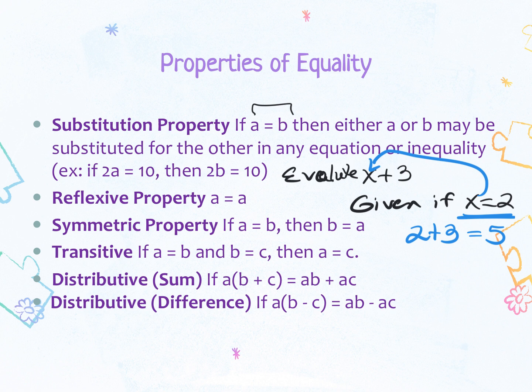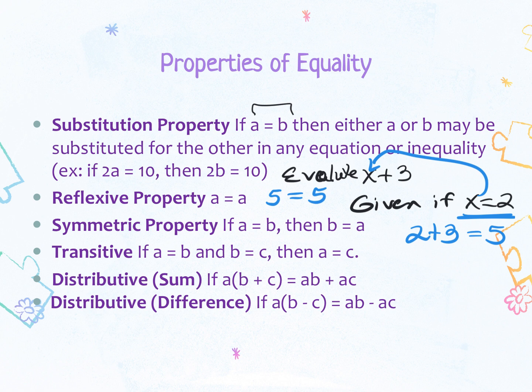So A equals A. Could be a number. It could be 5 equals 5. It's just the same thing equals the same thing. We will be using the reflexive property quite often when we start doing triangle proofs and quadrilateral proofs.